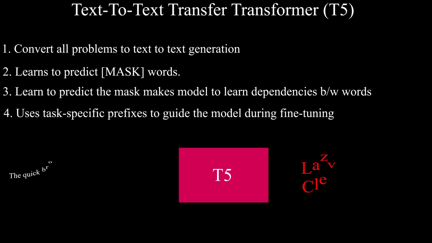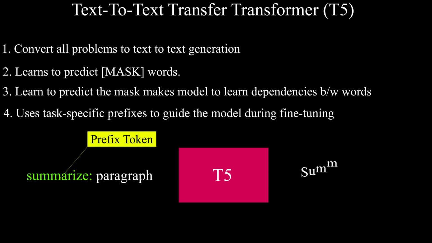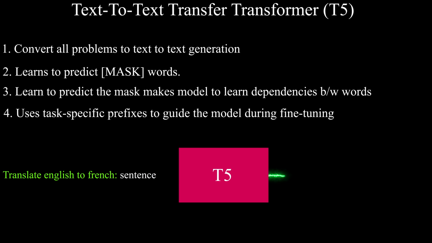3. T5 uses a task-specific prefix to guide the model during fine-tuning, which means it adds a specific token at the beginning of the input text to indicate what task it is performing. For example, to translate from English to French, it would add the prefix "translate English to French" before the input sentence, or use the prefix "summarize" before the input sentence.